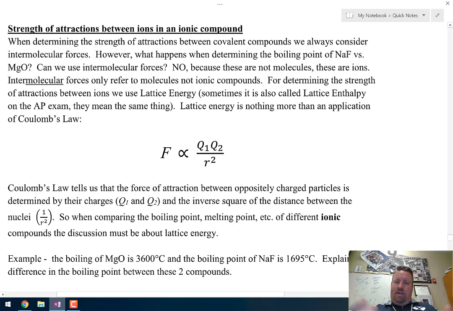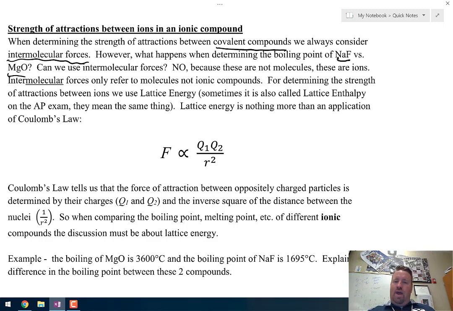And I bring this in right now because it does relate to boiling points, freezing points, etc., like intermolecular forces do. Okay, we know that when we determine the strength of attraction between covalent compounds, we consider the intermolecular forces. Okay, but what about the boiling point between, say, sodium fluoride, an ionic compound, and magnesium oxide, also an ionic compound? Okay, first of all, ionic compounds always have higher melting points, boiling points, etc.